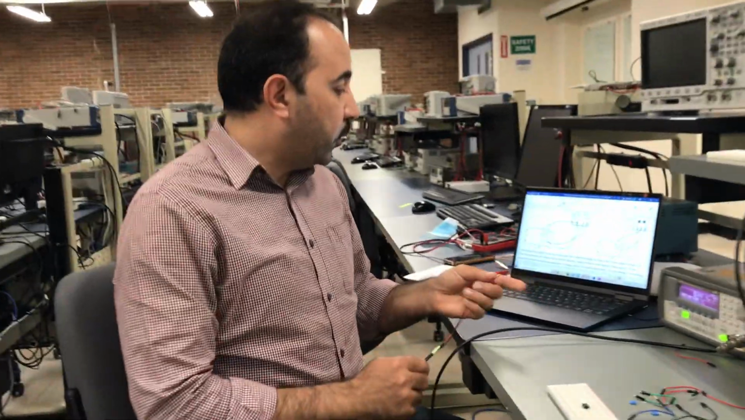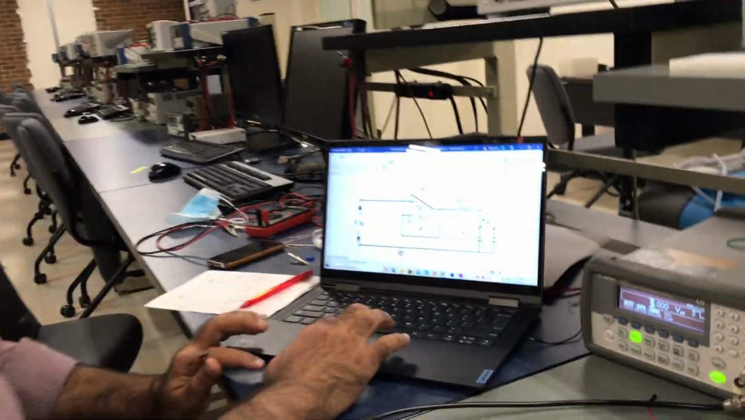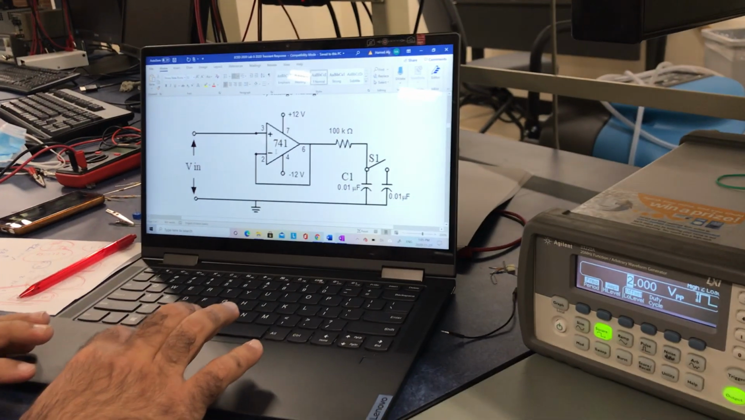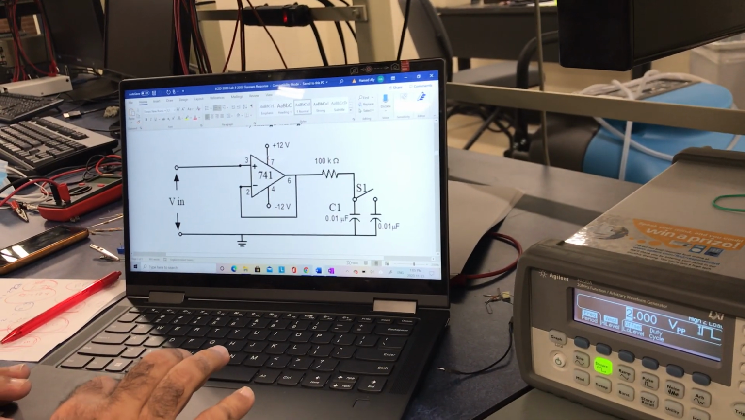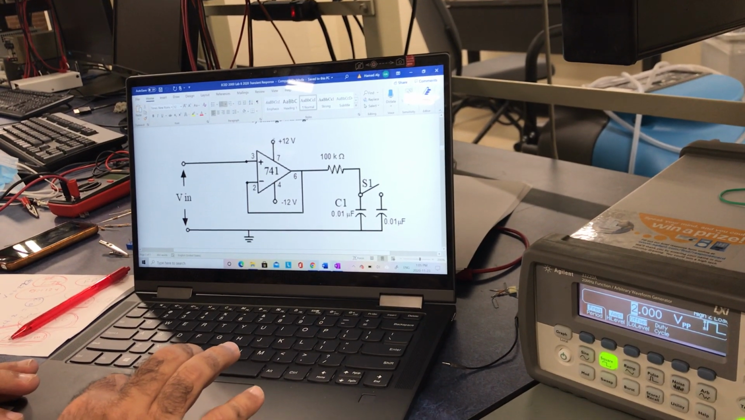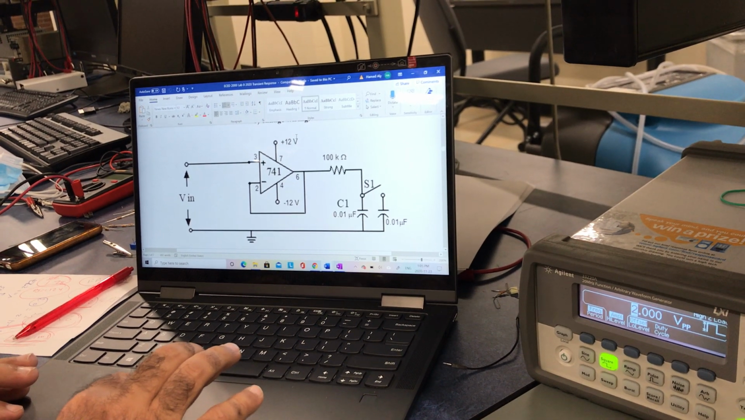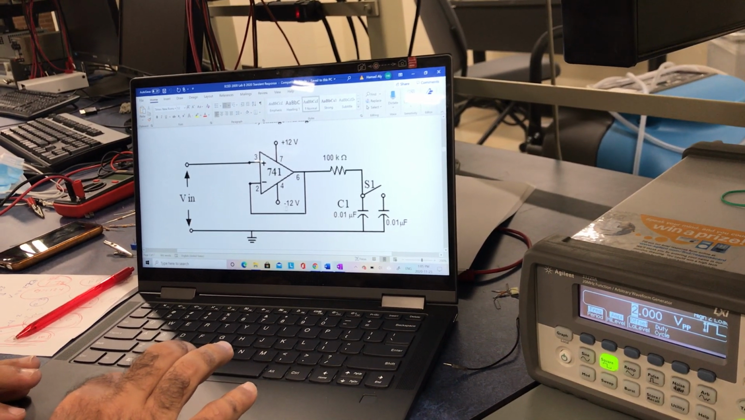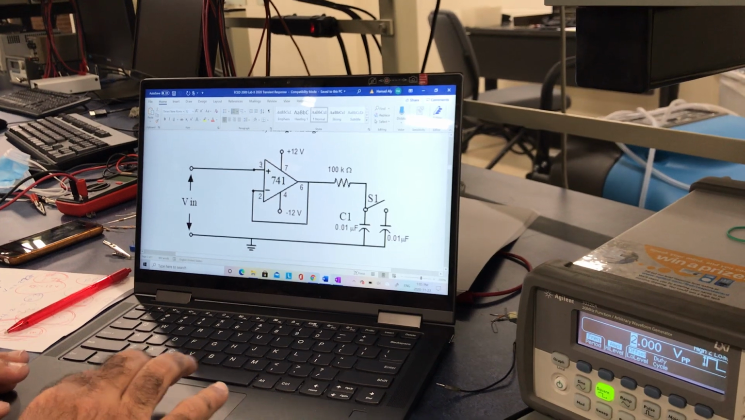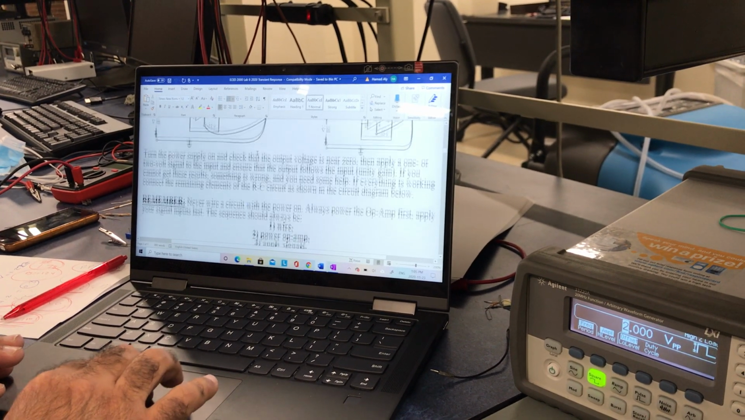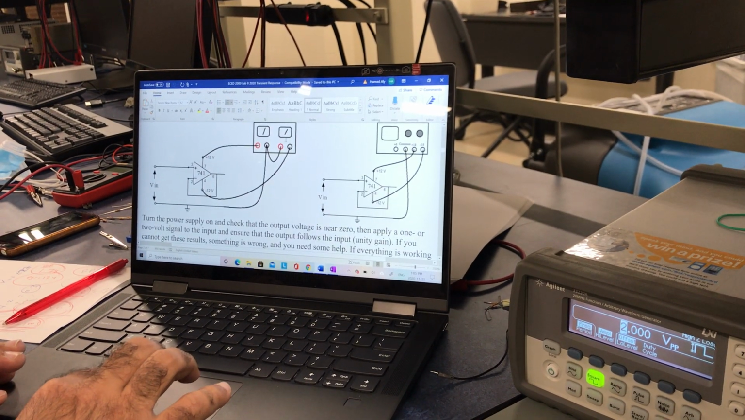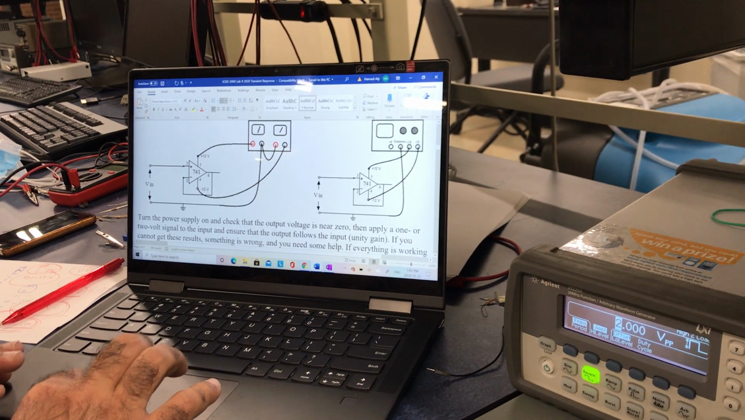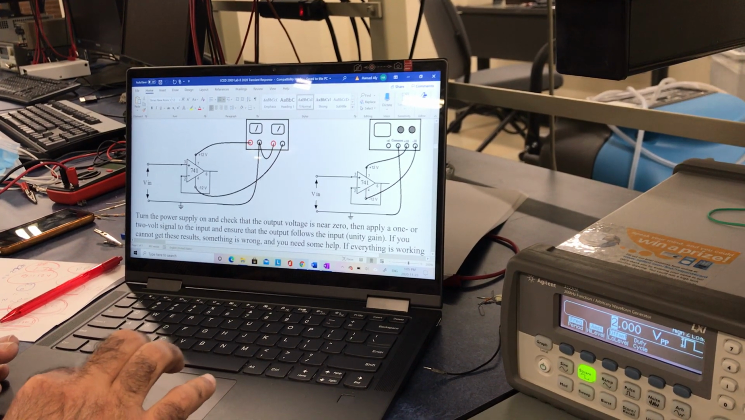Hi everyone, today we are going to talk about RC transient response. So what we need, we would like to connect this circuit. This is the operational amplifier. I would like to connect this guy, which is leg number 7, to positive 12 and leg number 4 to negative 12. So for doing that, we are going to connect our power supply in that way, this to this, and then I'll take 12 and negative 12.